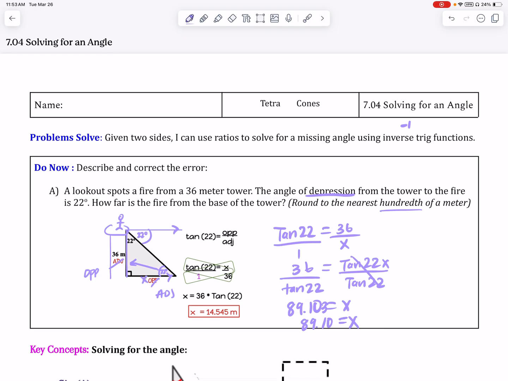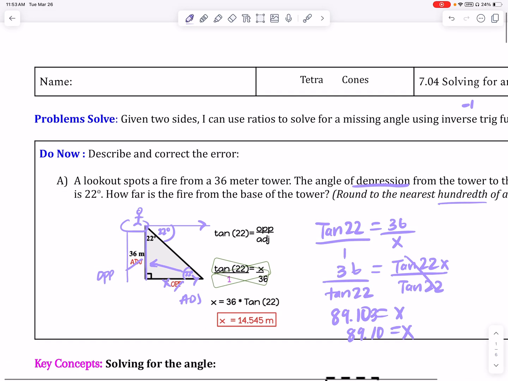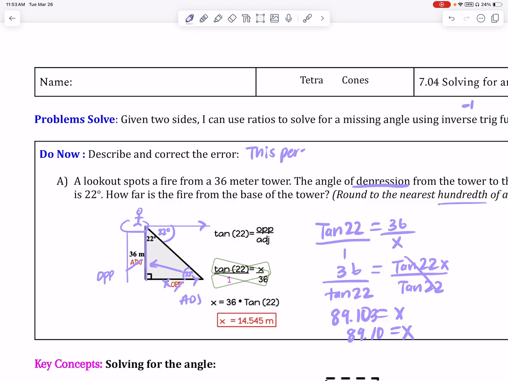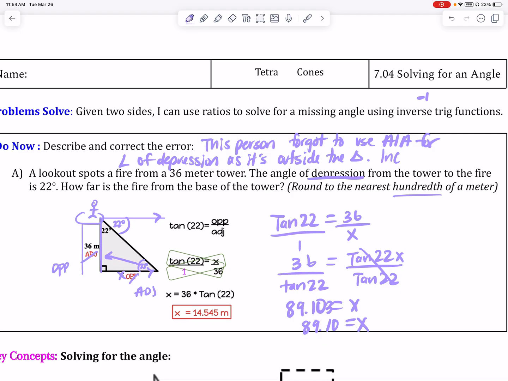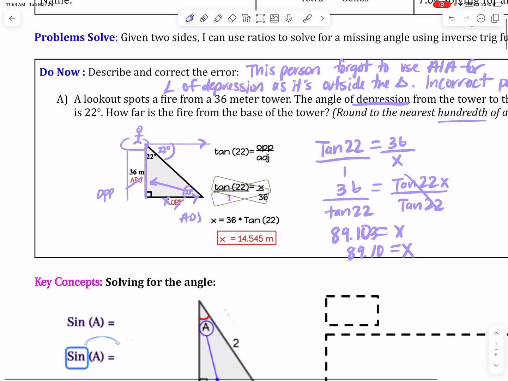So describe the error. This person forgot to use alternate interior angles for the angle of depression, as it's outside the triangle, and therefore the proportion was incorrect, because the opposite and adjacent sides are different based on that point. Right. So key concepts.